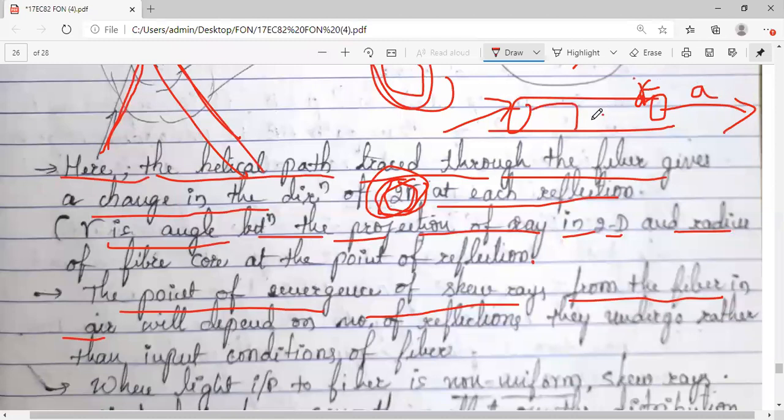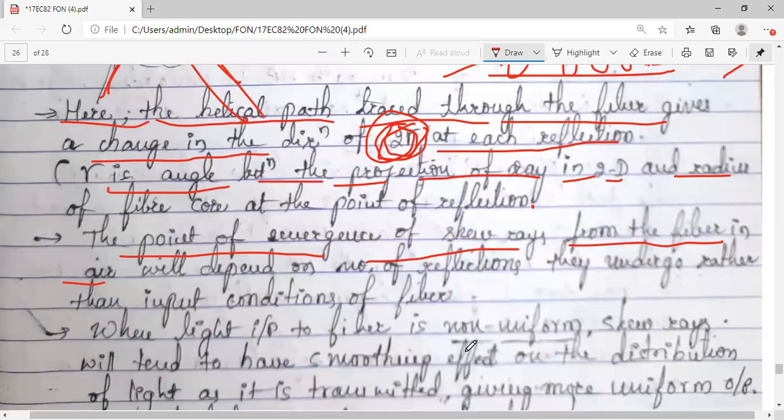So when the skew rays travel inside and come out from the fiber into the air, we don't know in which direction they will come out. In case of meridional rays, the total internal reflection, acceptance angle, and the central axis are all predetermined. You can have some predictions: if this is the angle, at this point your ray is going to come out at this angle. Those predictions can happen in meridional rays.